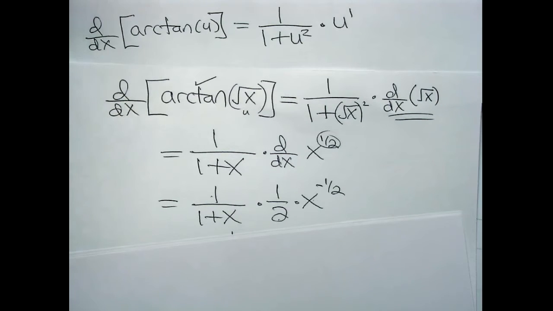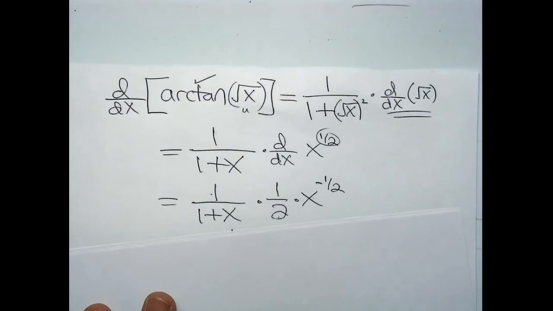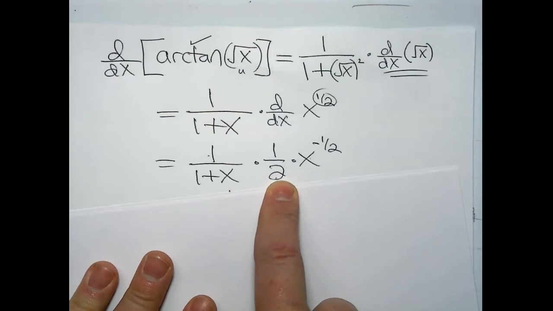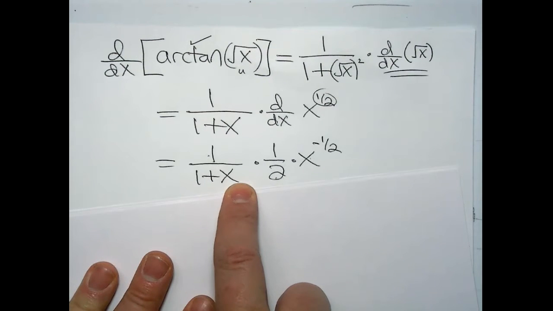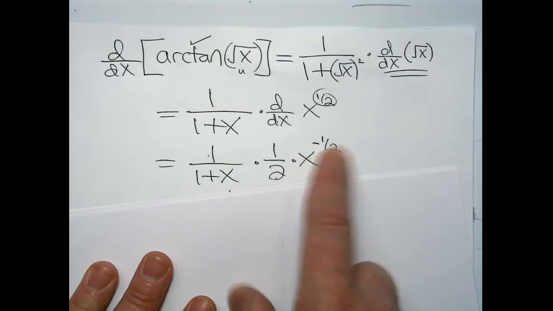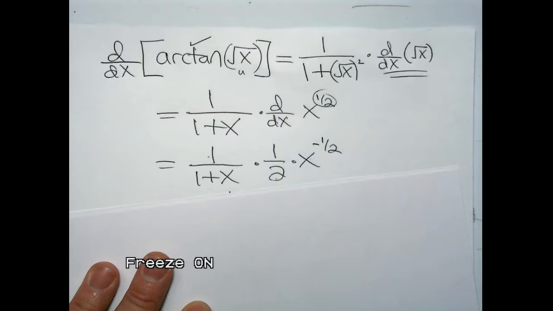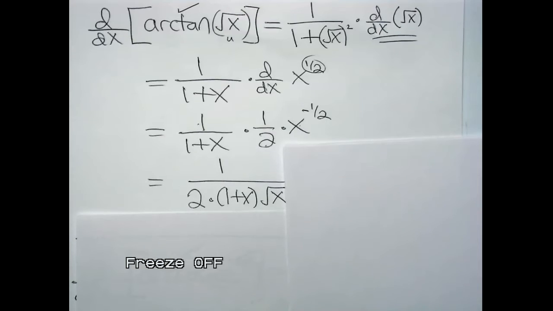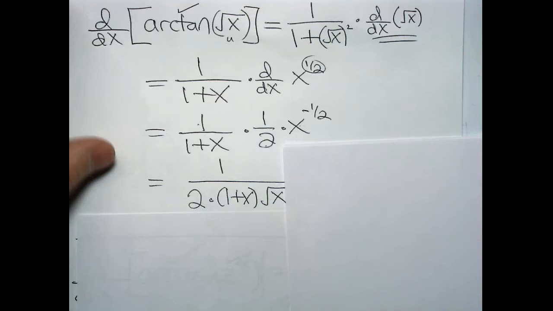Well, it's time to clean things up a little bit. Now, the 2 resides in the denominator. The 1 plus x resides in the denominator. Even this resides in the denominator because it's a negative exponent. Let's put it down where it really belongs. It belongs down below, and it is a 1/2 power, so it's actually a square root. So let's put it down there where it belongs. There it is, right down below.